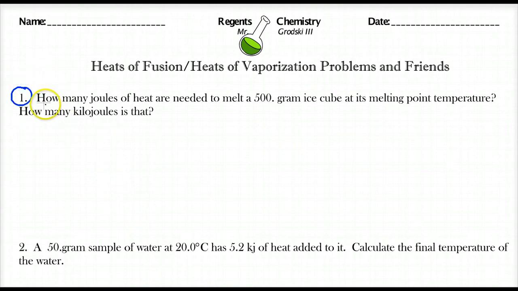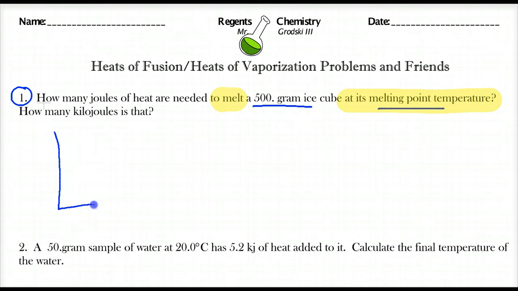Question number 1 states, how many joules of heat are needed to melt a 500 gram ice cube at its melting point temperature? Some very important points here. It's screaming at you: I have an ice cube in the solid phase, and they're telling you grams. But here's the thing, we want to melt it. That's a phase change. At its melting point temperature. So that's screaming to you that we're at a phase change.